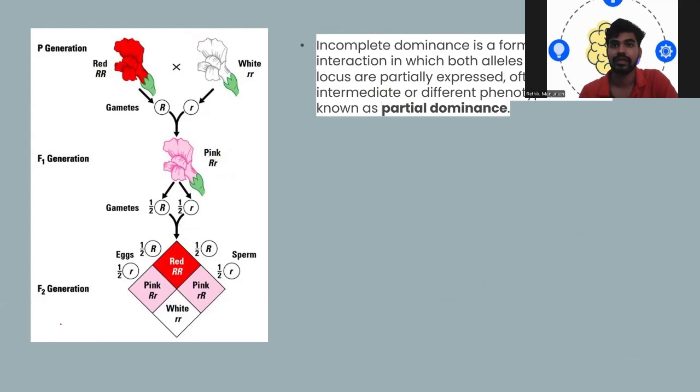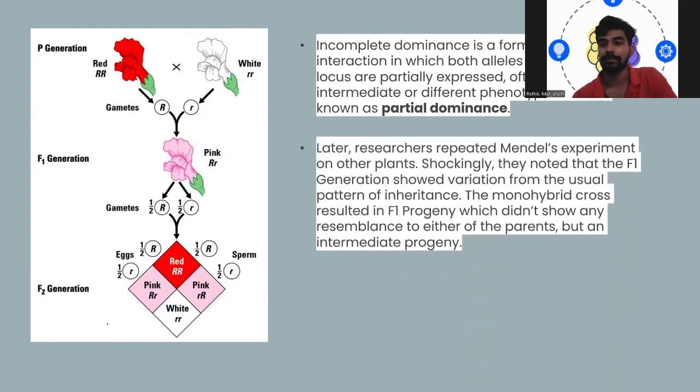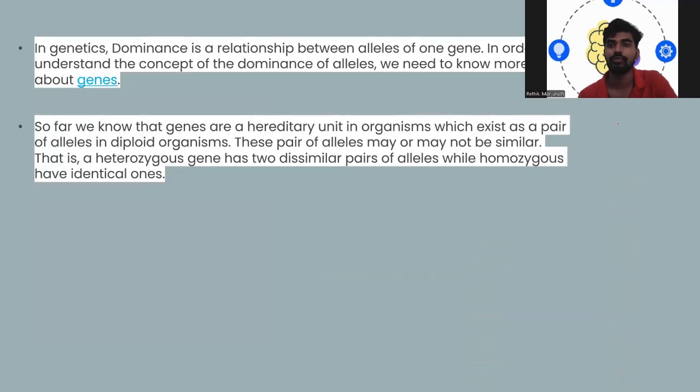That is what they are actually trying to say. So later what happened? Researchers repeated Mendel's experiment and observed various expressions. An intermediate progeny, a pink color flower, was produced. That is what they are explaining. Okay, moving to the next topic here.